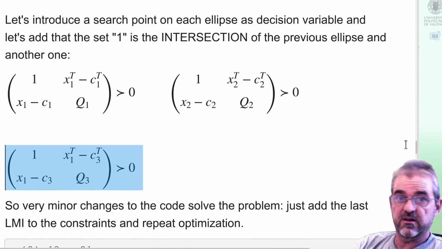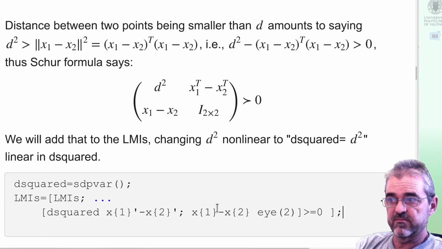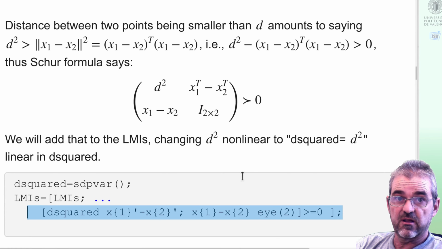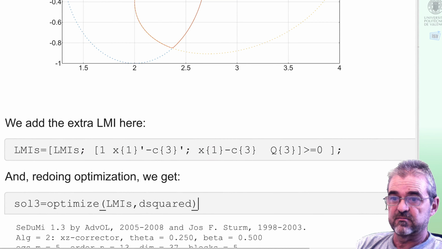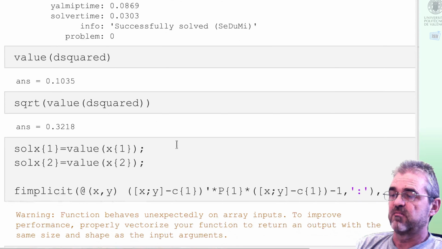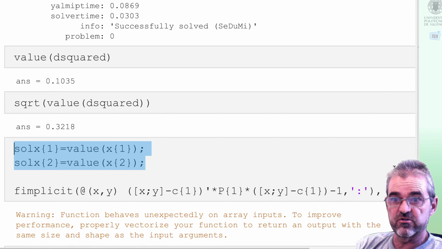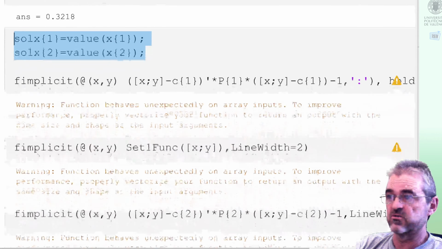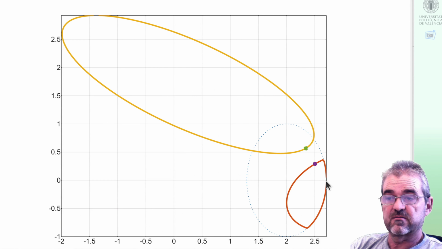Once x1 and x2 are in each of the shapes, the distance condition is exactly the same one, this LMI we are putting here, and the optimization condition as well. So if I add the Q3 LMI and redo the optimization, that's all I need to do. My distance is 0.32, and the values of x1 and x2 obtained in the solution are like this, and so suitable plotting commands end up giving me this kind of solution as intuitively expected.